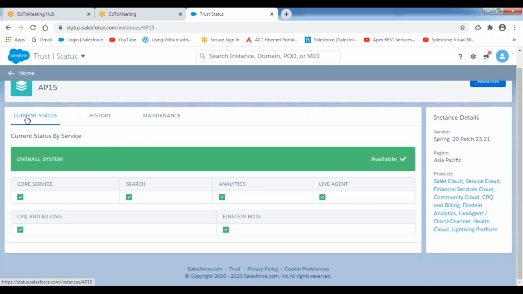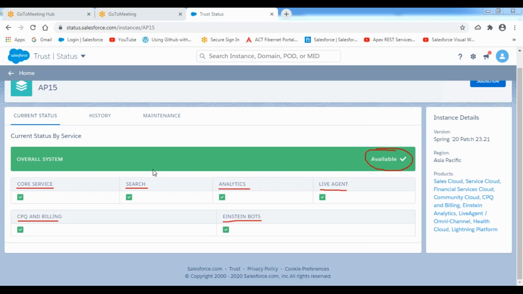It is indicating the current status. The overall Salesforce server status is okay, available, nothing but a green symbol. That means the server is up and running fine. In this server, core services are working fine, search functionality is working fine, analytics features are also working very fine, live agent is also working fine, CPQ and billing are also working fine, Einstein bots are also working very fine. Artificial intelligence features are also working very fine. So now all the features are working fine, so these are indicating a green color tick mark. So the overall server status is available. It is working very fine here. No issues.